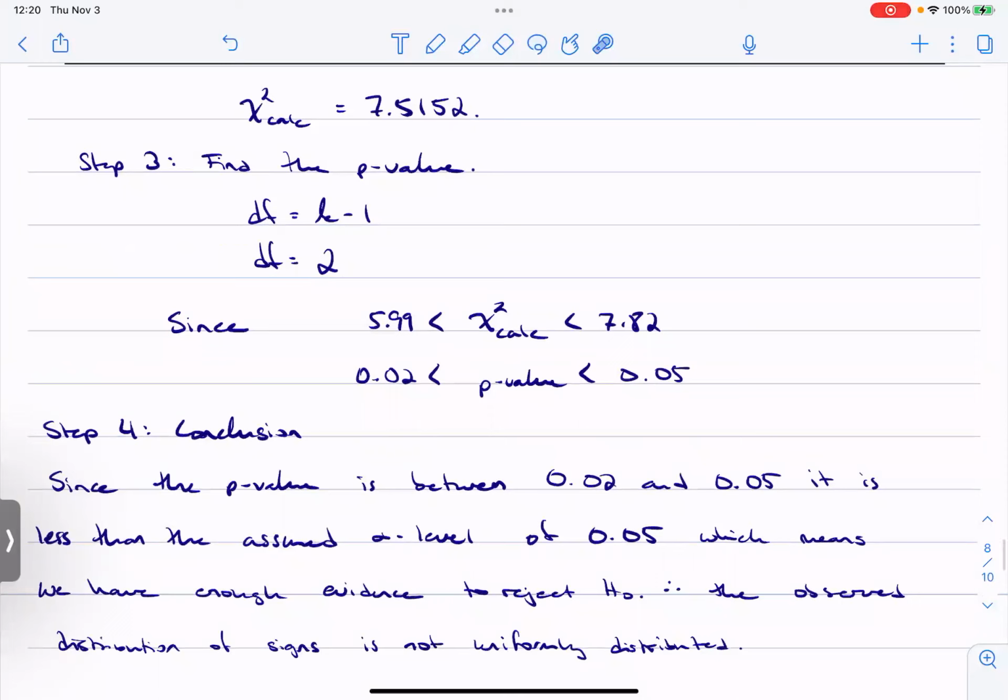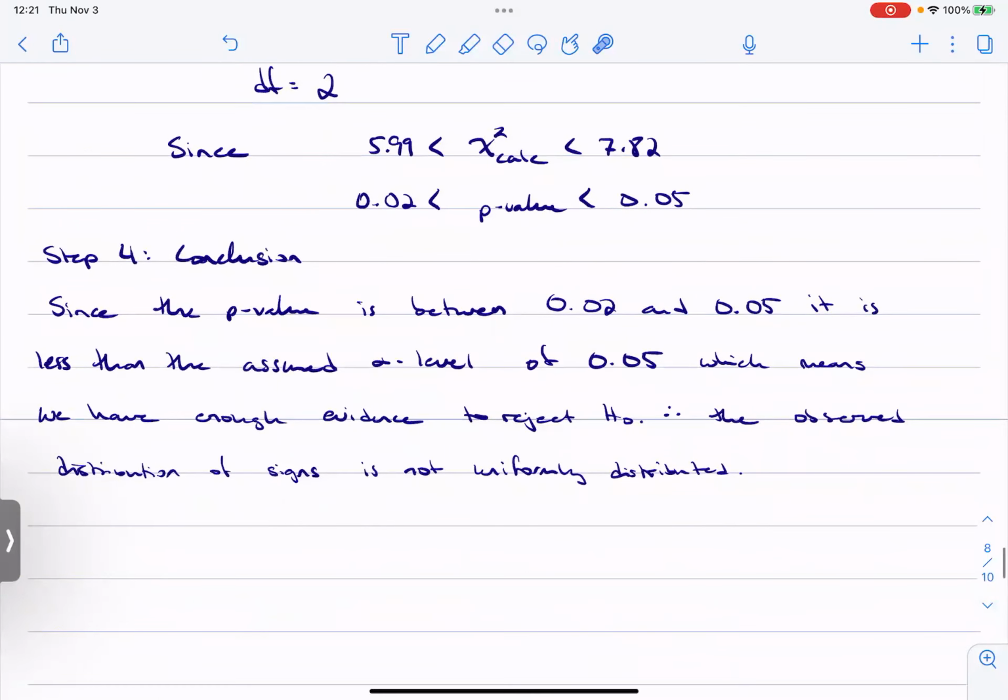Since your calculated chi-squared is between 5.99 and 7.82, the p-value is between 0.02 and 0.05. Even though it's on the cusp, 5.99 corresponds to 0.05, and because it's 7 point something, it's not a concern. It'll never be right on that cusp. Which means we have enough evidence to reject H0, and therefore the observed distribution of signs is not uniformly distributed.